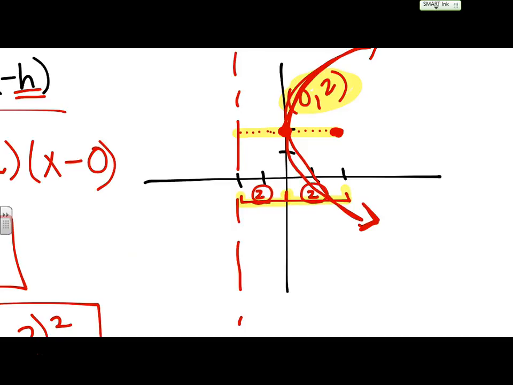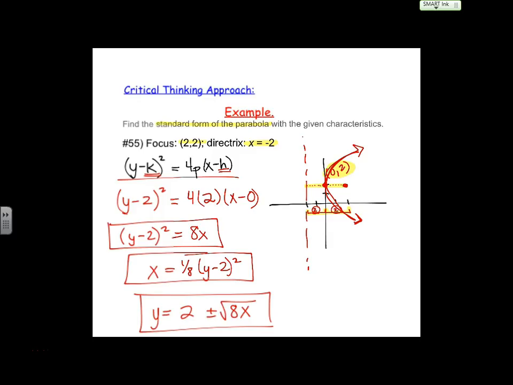Just make it positive or negative based on the orientation. Does that make sense? Any other questions about how we worked through this one? The graphical approach. Graphing it lets us know which general form to use, because it gives us the idea. Oh, hey, it's going this way, and the focus is here, directrix is here.